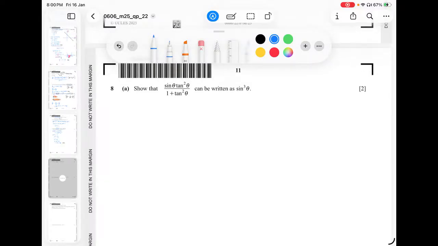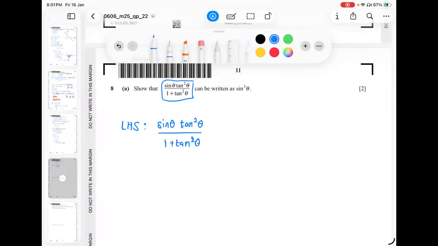So show that this expression can be written as sine cubed theta. Okay, so now you need to make everything into sine theta. tan squared theta over... So basically, you can take the LHS. Whenever you're proving anything, you need to first make the LHS become the RHS, then write it is equal. So 1 plus tan squared theta.